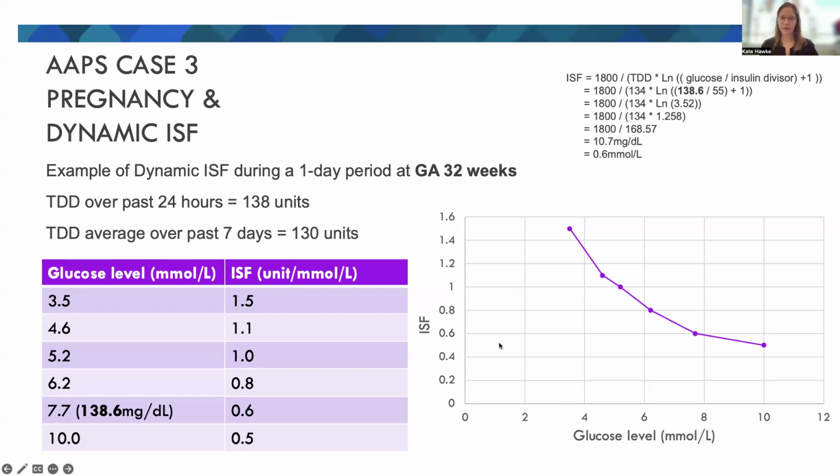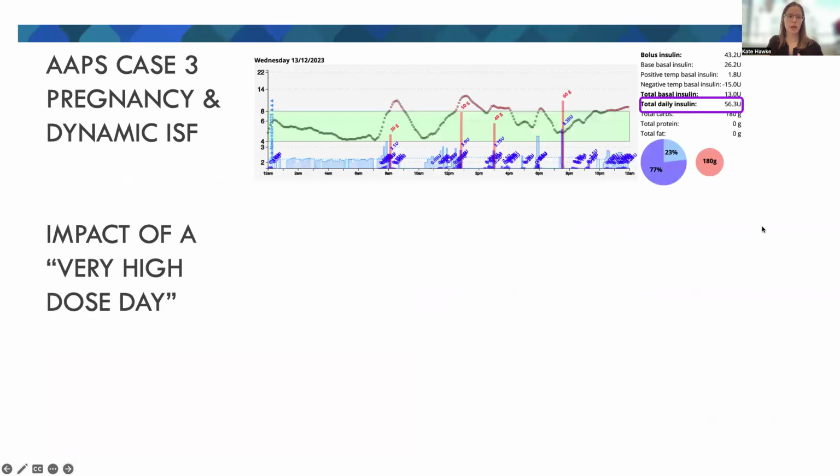And if you want to see the math, that's the math of how a glucose of 7.7 or 138 mg/dL translates into an ISF of 0.6 using the natural logarithm. It's really important to note that if we're taking on board any of these auto-adaptation considerations and we're asking AAPS to take into account yesterday's total daily dose and therefore strengthen me if yesterday was a high total daily dose day, this can have unintended consequences for sure.